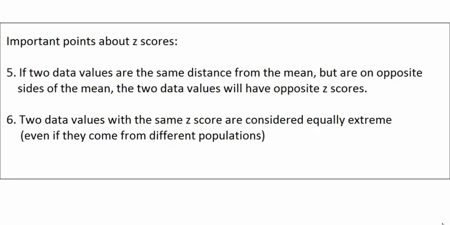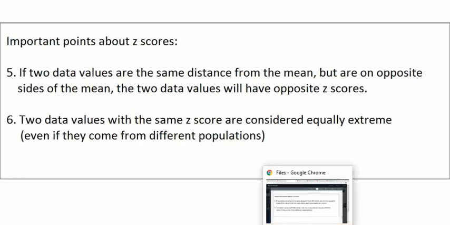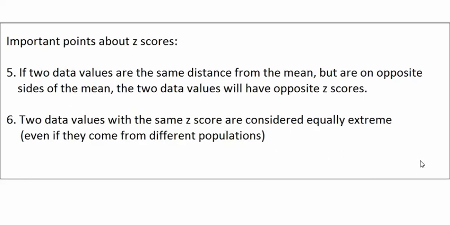Also, two data values with the same z-score are equally extreme, even if the two people are from different populations. So a z-score allows you to compare two people from different populations and decide which person is more extreme. And I'll actually cover this point number 6 in the next part of the video.